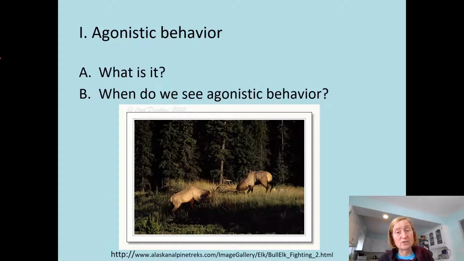Lots and lots of animals fight over mates. We've got a picture of that happening here, but just think about elk during the rutting season. During the rut, a single, typically large male elk will be able to defend a harem of females, a group of females, and he will have access to mate with them.